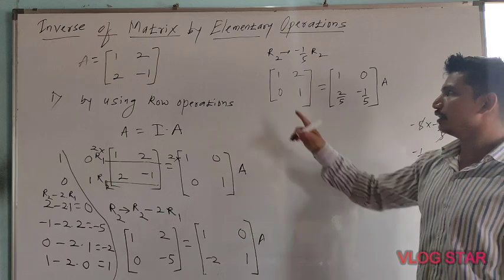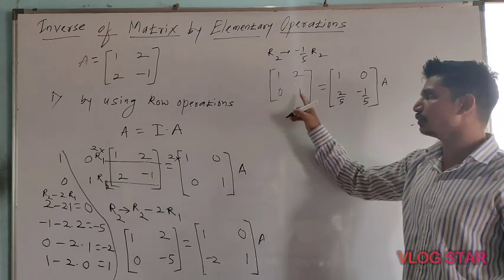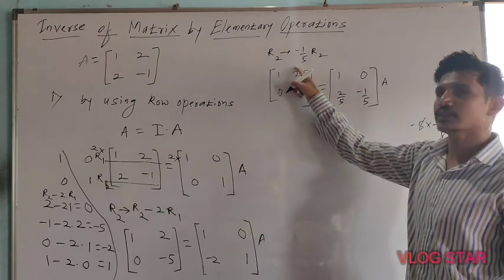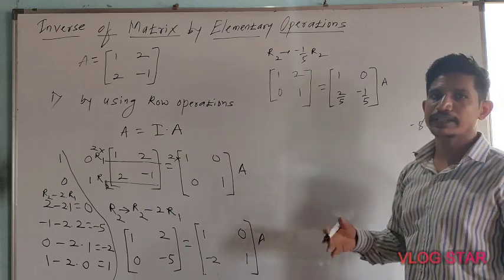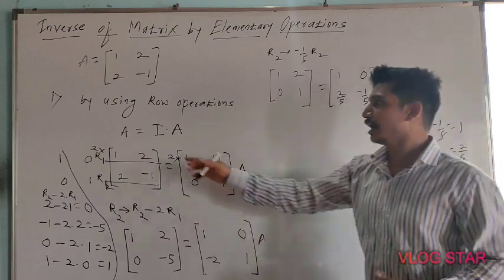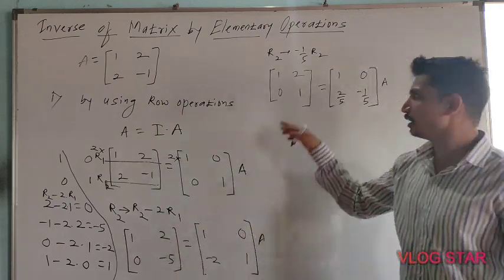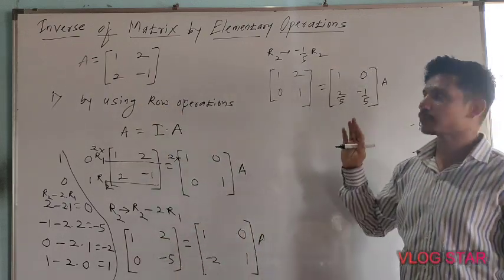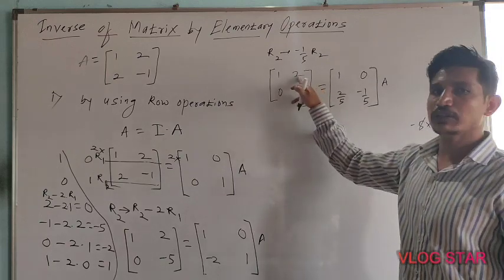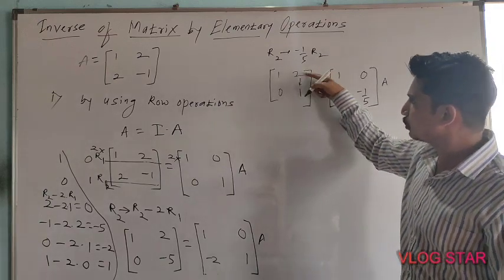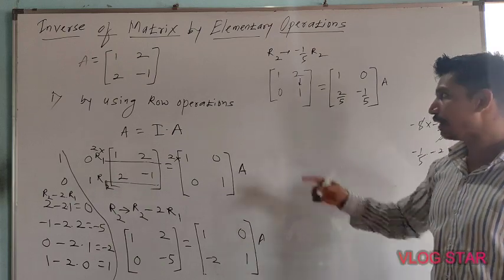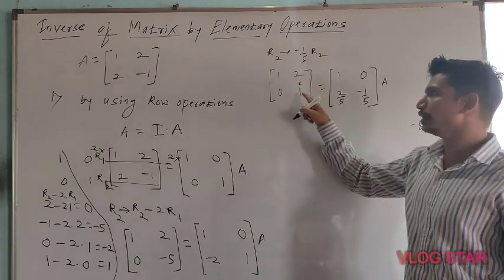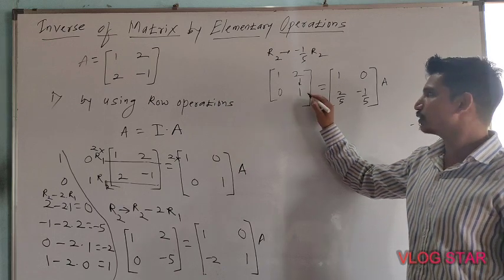Now next, see here I got 1, here I got 0, here I got 1. That means here I want 0 now. If I get 0, it will be the identity matrix. I told you that I am converting this matrix into the identity matrix, that's why here I want 1. So if I subtract 2 minus 1, 1 will come. So that's why I want 0 here, so I want 2 minus 2.